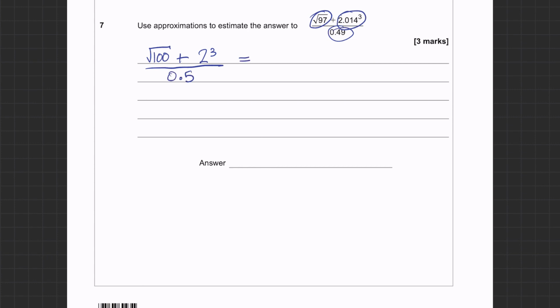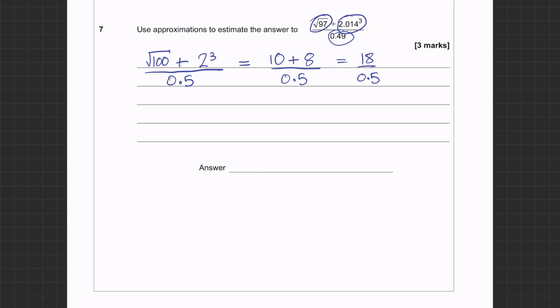So we can now say root 100, which is a nice 10, plus 2 cubed, 2 times 2 times 2, which is 8, all over 0.5, which is 18 over 0.5, or 18 divided by 0.5. If you divide by 0.5, it's the same as times by 2. So the answer is 36.